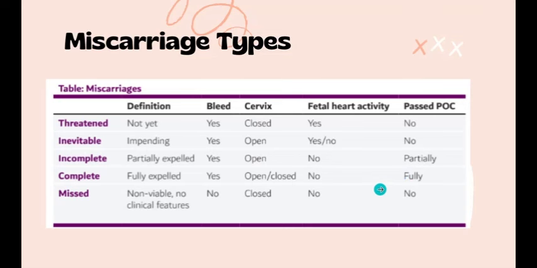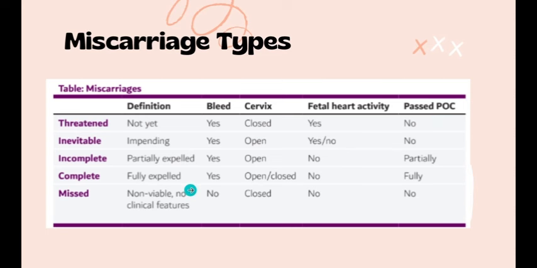The last stage of this spectrum of miscarriage is a fully expelled or complete miscarriage. In this case, the cervix usually will be open, but if it's fully complete and it's been a while, it may be closed again. There will be no fetal heart activity because the products of conception of the fetus will be completely expelled from the body.